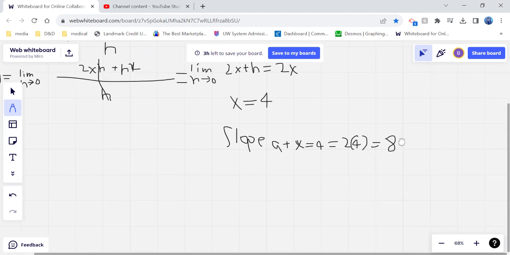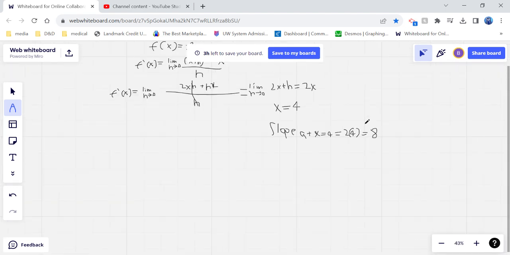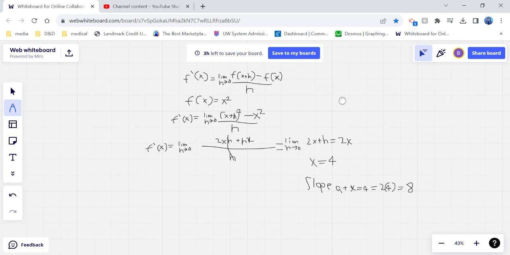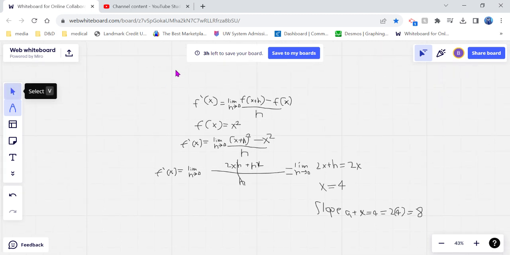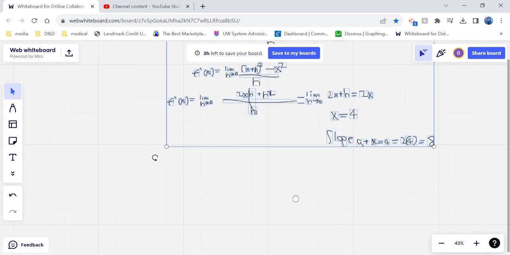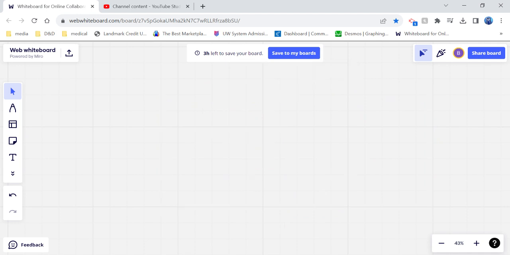And if we had some form of units, we would apply that here. So like if x was a position graph, a position versus time graph, when you had x equals 4 seconds, the slope would be 8 meters per second. So it would actually be the velocity. But that's more of a physics thing than a calc thing, but it's still helpful to understand that. So that is generally the whole process.